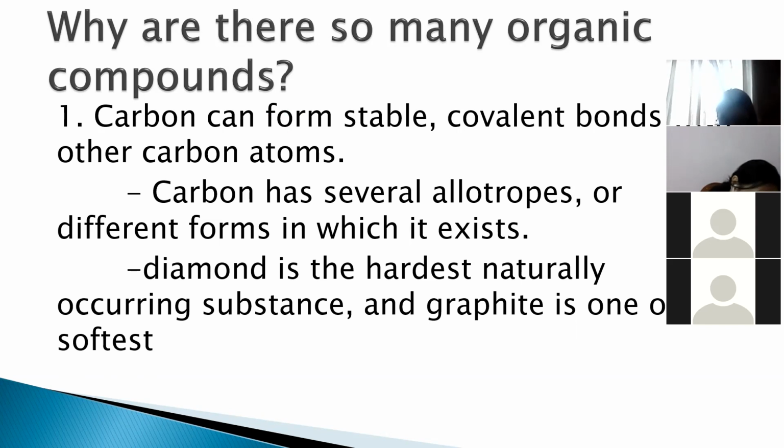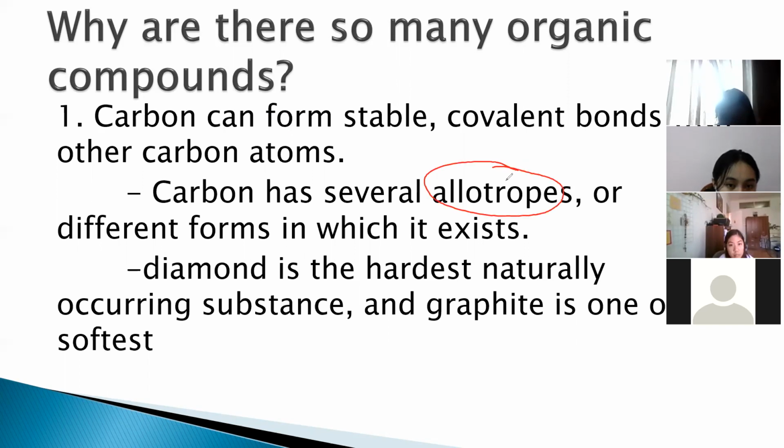And the first reason for that is that carbon can form bonds with its own kind, carbon. So it's actually a covalent bond. So it's a stable bond between carbon and another carbon. So what is the example of this? The example of this is the presence of allotropes. Who here has knowledge or an idea what allotropes are?